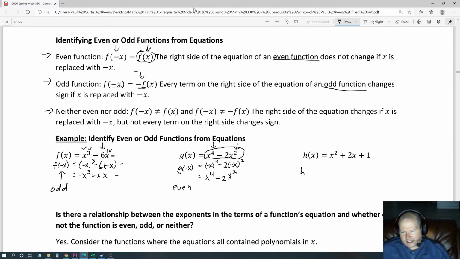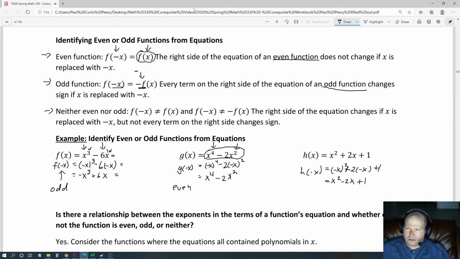All right, let's try the next one. So now we have h of negative x. Wherever we see an x, we plug in negative x squared, plus 2 times negative x, plus 1. All right, so a negative to the second power is a positive. And a 2 times negative x is negative 2x, and then we say plus 1. Now, we didn't get back the original equation because we had a positive 2x originally, and now we have a negative 2x.